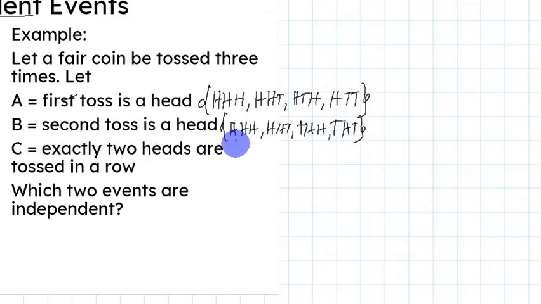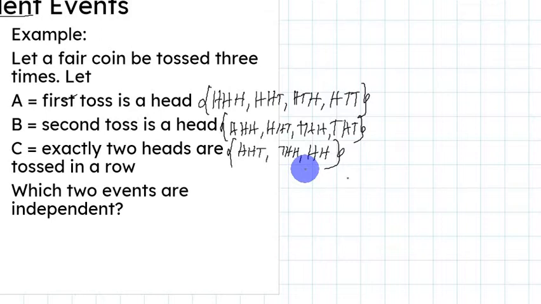Event C, exactly 2 heads are tossed in a row. That would simply be if the first 2 are heads, if the last 2 are heads, or all 3 tosses are heads. So, if one does not affect the other, then we shall be able to see that relationship in their sample space and later on in their probabilities.